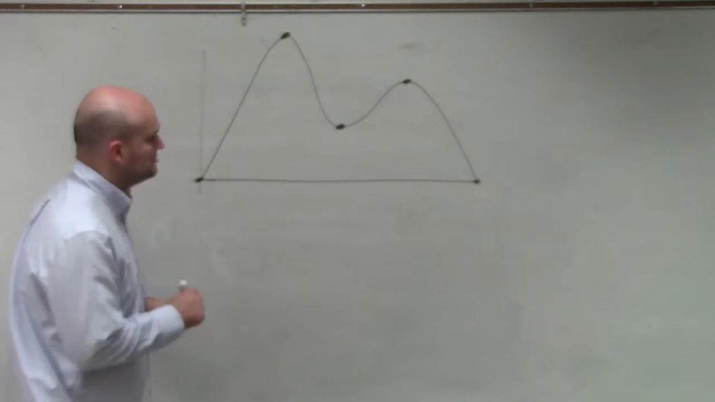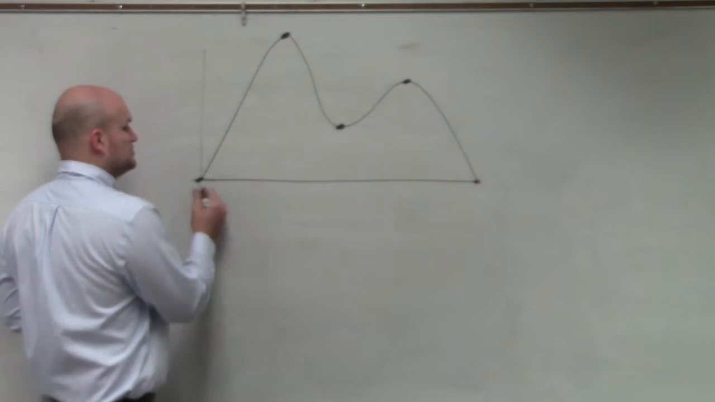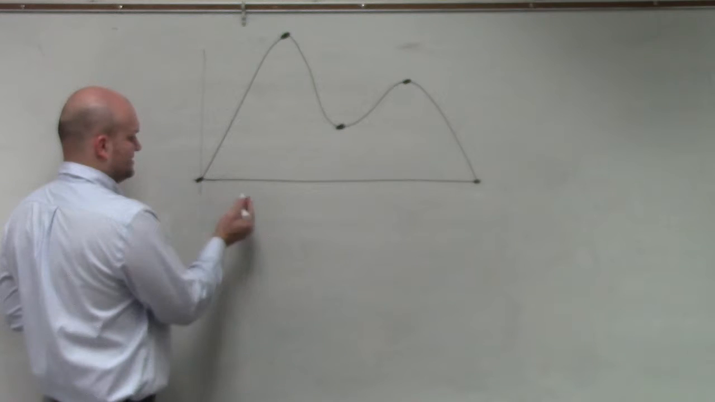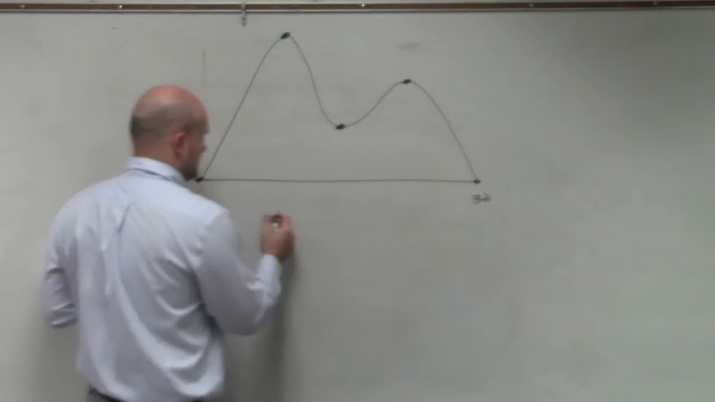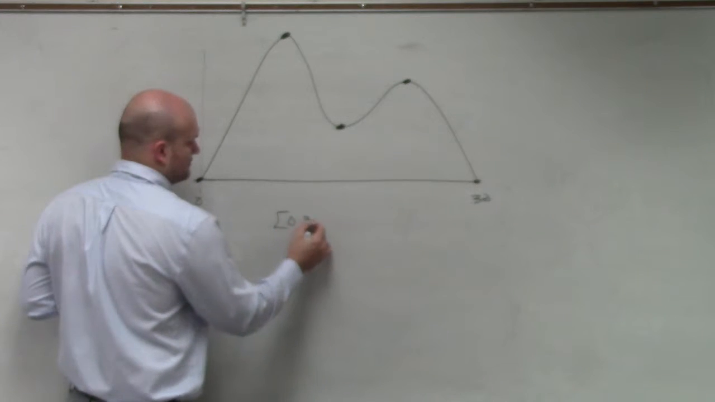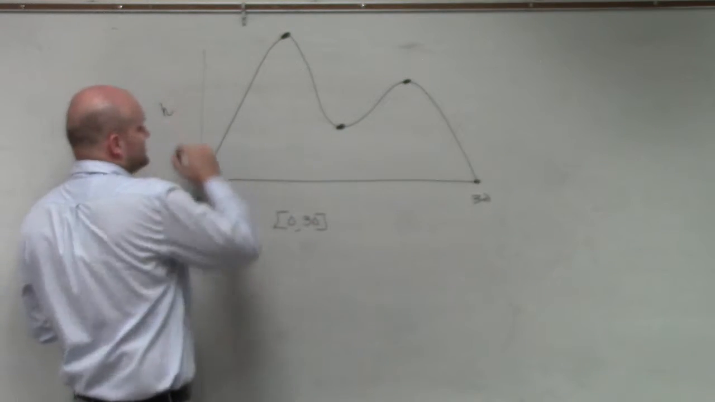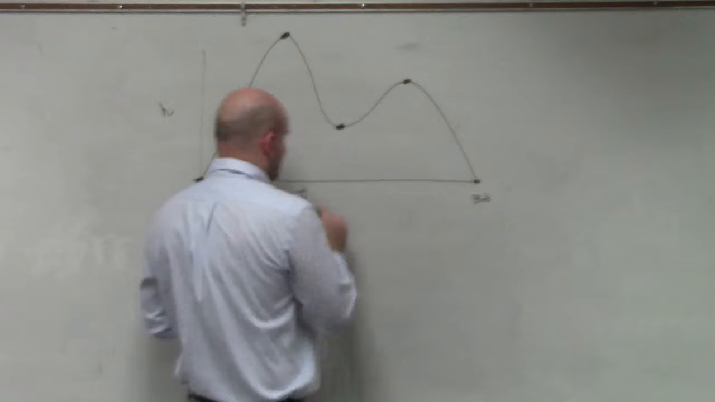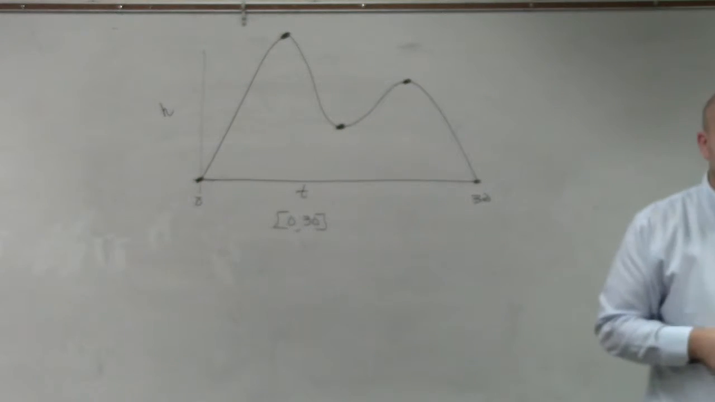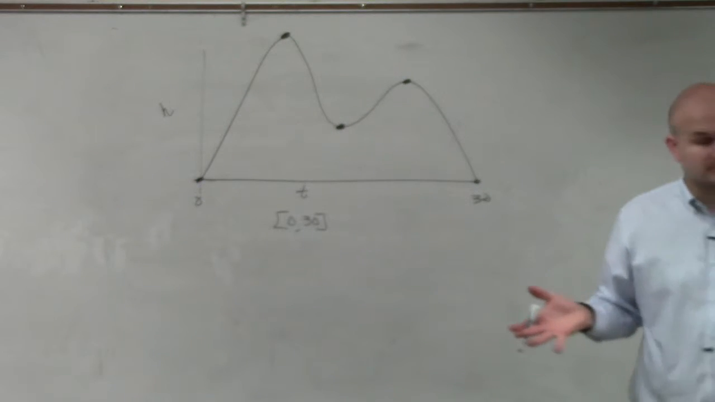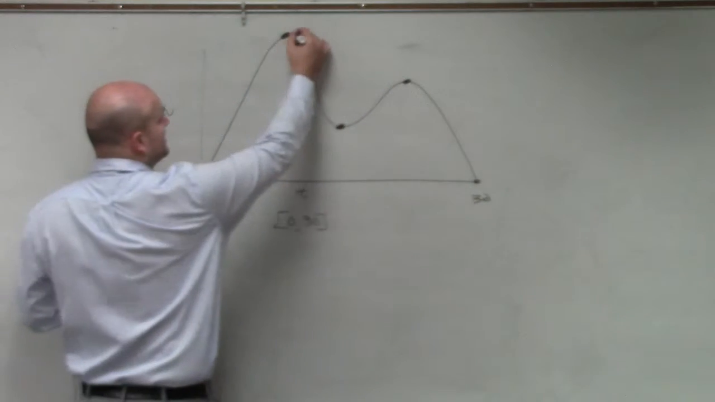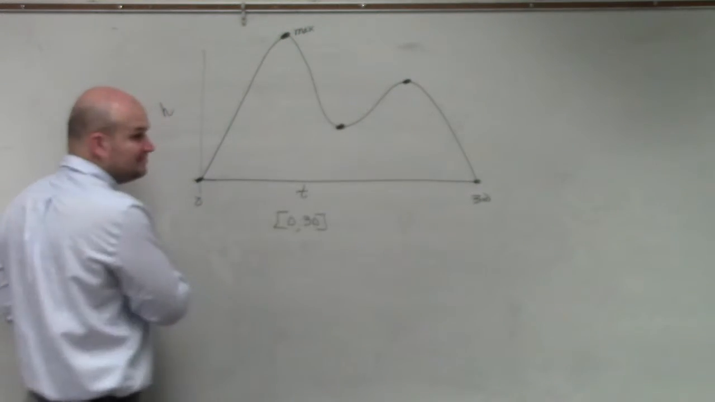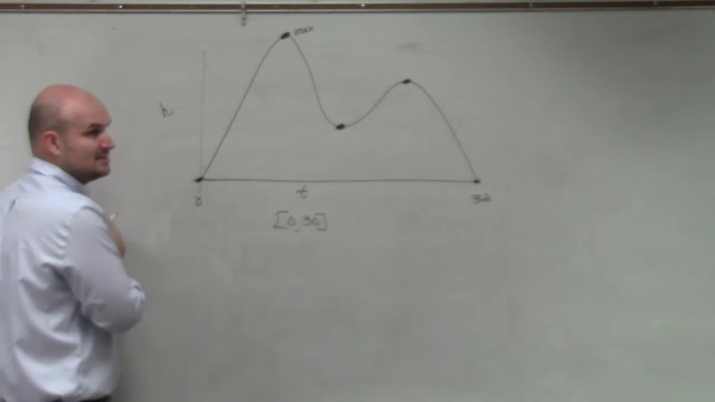Actually, well, we can talk about this. This is on a closed interval. Let's say this is on the time interval of 0 to 30 seconds, right? And this represents your height. This represents time. Okay? Now, as you're on this roller coaster, you go through varying heights. So we can say here is a maximum point that you hit.